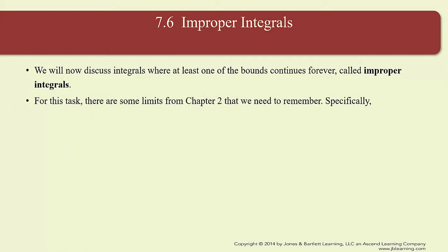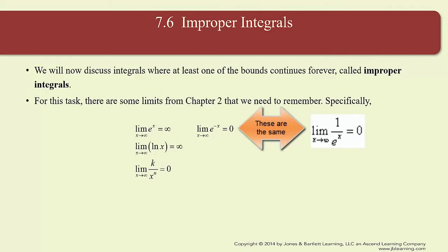Here are some limits we would have seen back in chapter 2 that will be very important for us to know in this section. Specifically, the limit as x goes to infinity of e to the x is infinity. The limit as x goes to infinity of e to the negative x is 0. Also keep in mind e to the negative x can be rewritten as 1 over e to the x. So the limit as x goes to infinity of 1 over e to the x is also equal to 0.